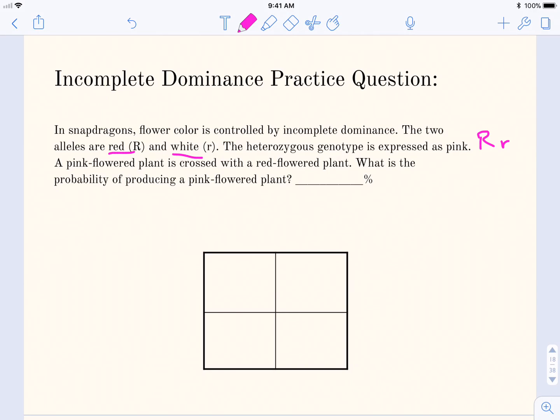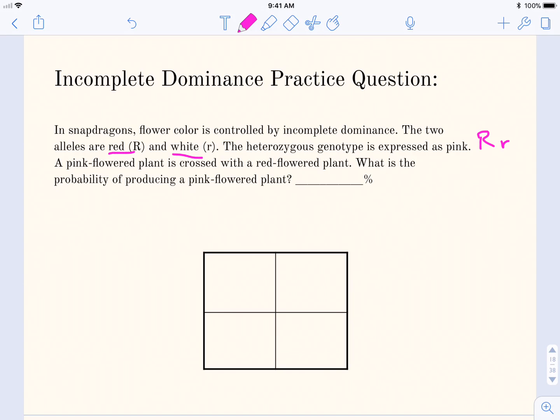So what I want you guys to do is pause this video, get some scratch paper, figure out what the genotypes of the two parents are, write them and set up the Punnett square, fill out the Punnett square, and answer that last question. What is the probability of producing a pink flowered plant? Okay, so pause the video.